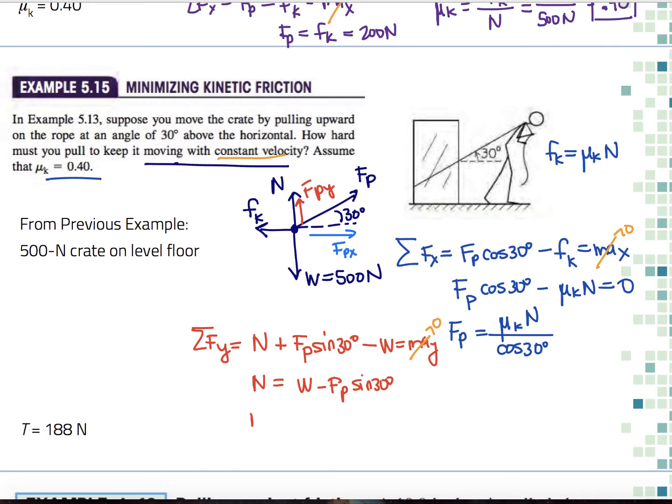So my normal force, I'm going to go ahead and actually solve for this if I can, which I can't because I don't actually have Fp. So I'm going to go ahead and substitute that in here. So I have a weird situation. So I have Fp is equal to mu k times W minus Fp sine 30 degrees, all over the cosine of 30 degrees.